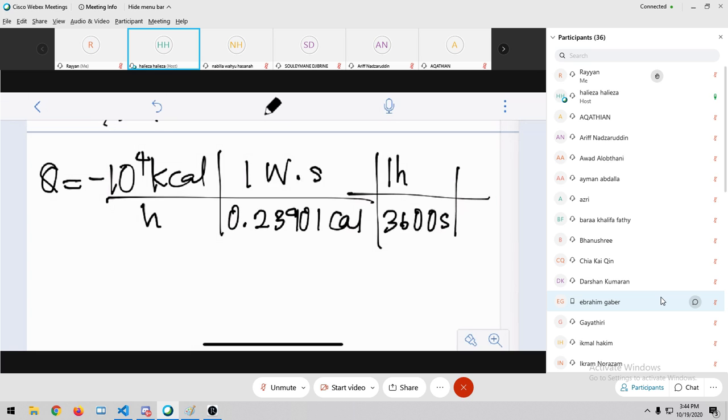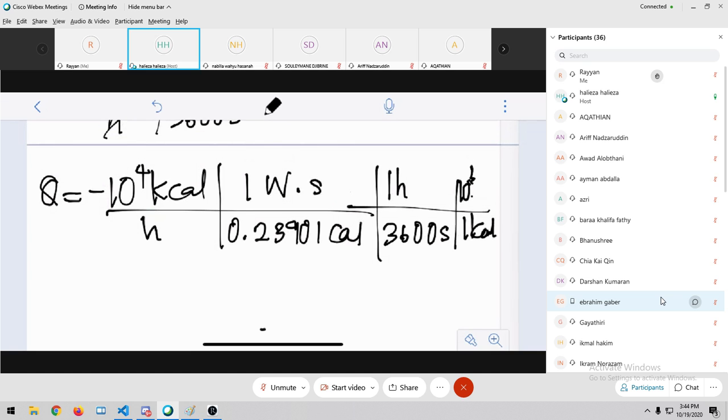And there's another thing. This is kilo, so 1 kilocalorie is 10 to the power 3 calorie. Oops, I need to tidy up a bit. So calorie cancels off, kilocalorie cancels off, hour cancels off, and second cancels off. So what's the answer? Anybody? It's almost 345. What's the answer?